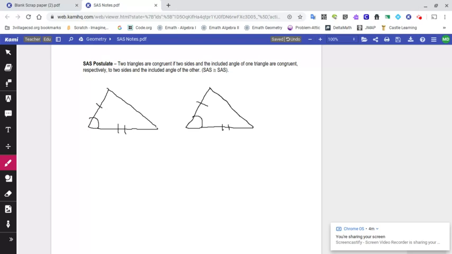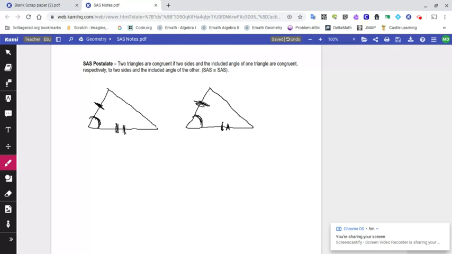Okay, so this is known as the side angle side postulate because we've got this side congruent to this side, this angle congruent to this angle, and this side congruent to this side. Okay, so let's look at the postulate again.